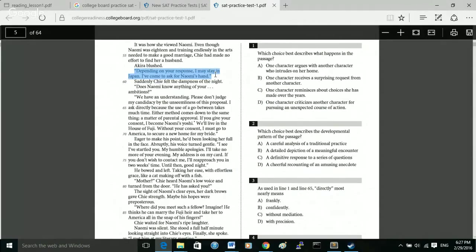Here we see the passage coming to a climax, and a lot of the passage is revealed right here. So this is really important right here.